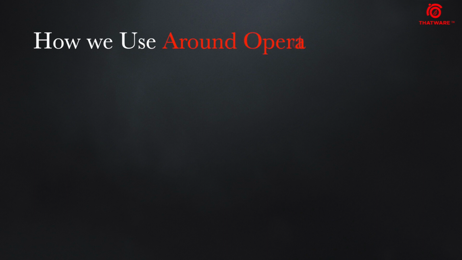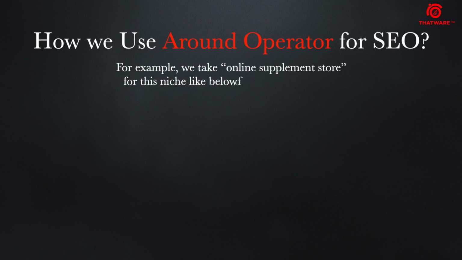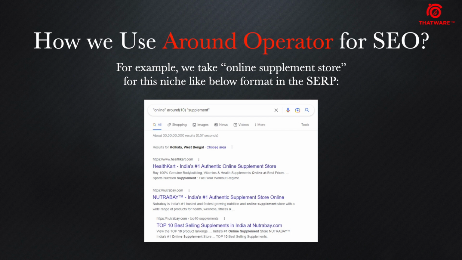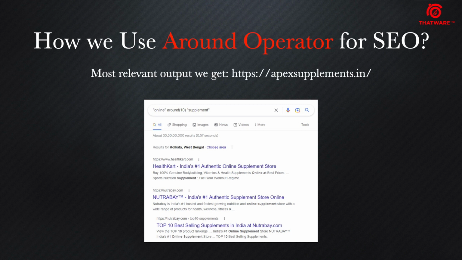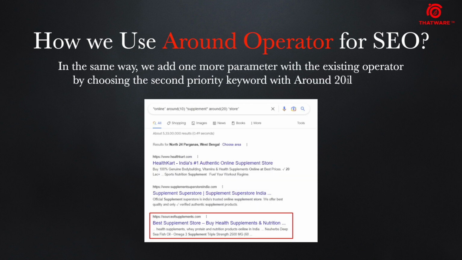Okay, now the question is how to use the around operator for SEO. For example, if we take one of the keywords as online supplement store for a niche, we use this as below: online, in quotation, around 10, and then supplement. The most relevant output we will get is apexsupplement.in.